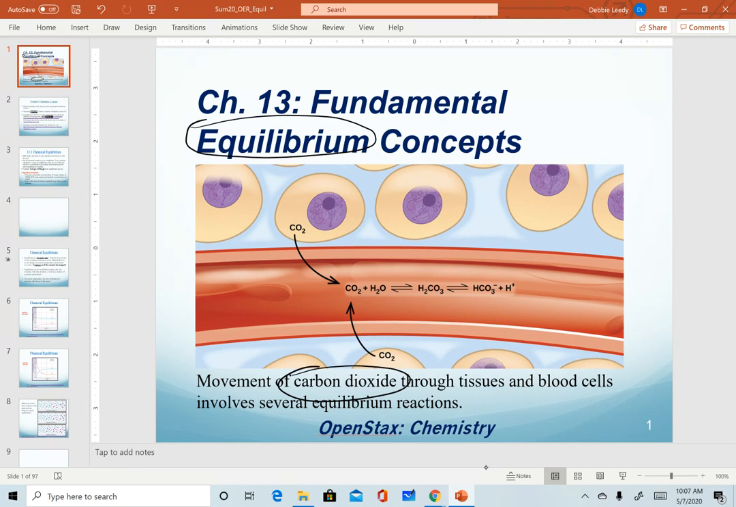The opening screen for this chapter shows carbon dioxide moving through tissues and blood cells and setting up equilibrium as it reacts with water to make hydrogen carbonate. And you'll notice these new arrows that we're going to use that show equilibrium, indicating that a reaction is happening in both directions.